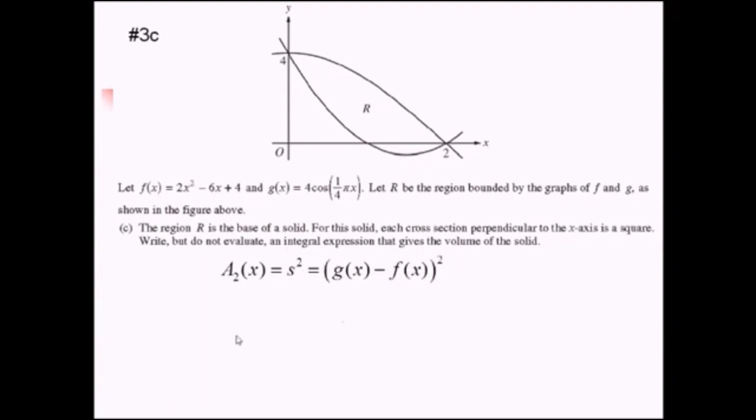Now I just need to write the integral now that I have the area formula. So I'm going to have volume equaling integral from 0 to 2 still. That hasn't changed. And now just A sub 2 of x dx.